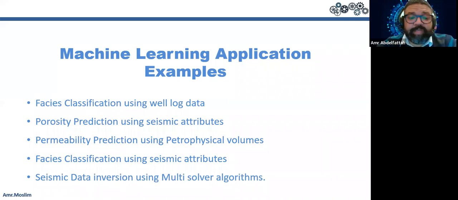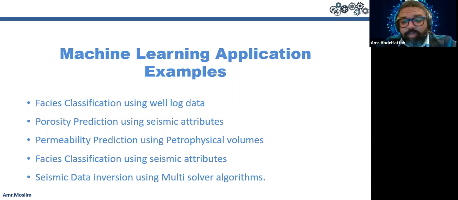Permeability prediction using petrophysical parameters is the same as porosity prediction as well. Facies classification using seismic attributes, so we can see the facies propagating over the field. Since we have seismic, it's not only 1D, but now it's 3D as well. Seismic data inversion using multi-solver algorithms, yes, we can do this, and I will add another one here.